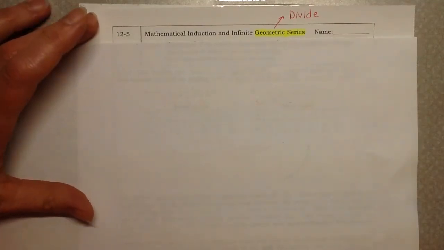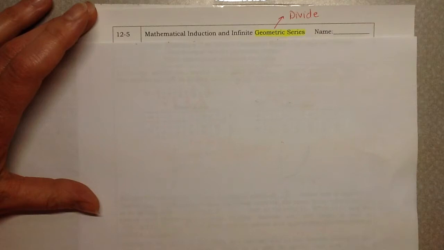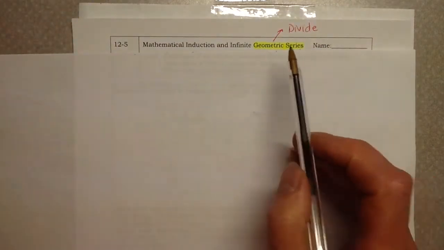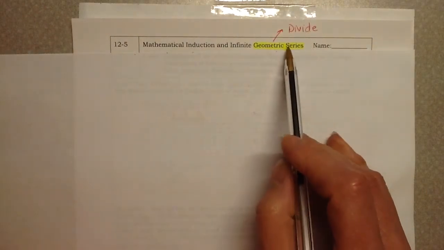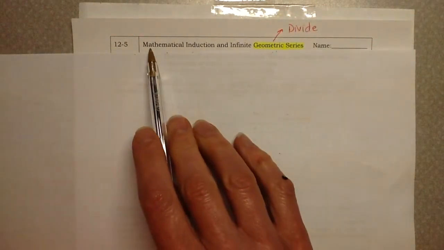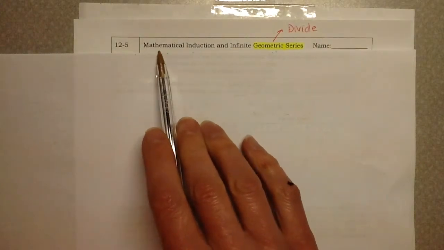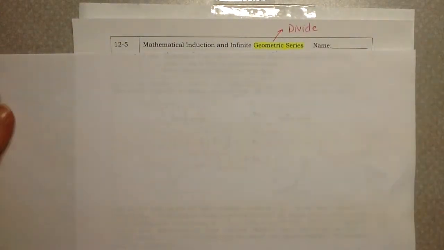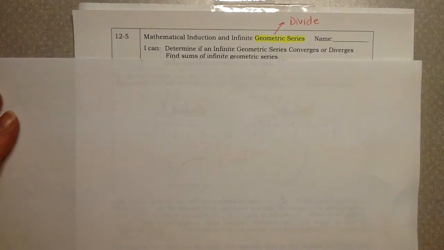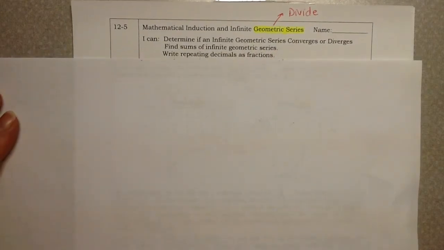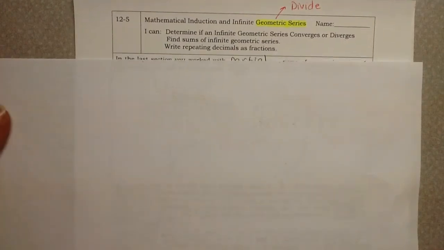Section 12.5 is entitled Mathematical Induction and Infinite Geometric Series. Now, when you see geometric, you want to think it's exponential, so you divide from right to left. We are not going to be doing the mathematical induction part of Section 12.5, so what I want you to be able to do is to determine if an infinite geometric series converges or diverges, to find the sums of infinite geometric series, and to write repeating decimals as fractions without just converting them in your calculator.